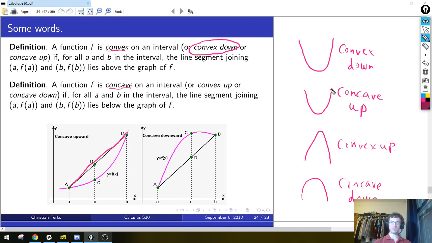If you can just remember the mnemonic that concave is the direction you open, convex is the direction that you point, and if you like, you can just pick one or the other and always say concave up and concave down and never use the word convex. That's fine. Just be aware that when you read different math books, you'll see people alternate between using all of these. Good, okay.